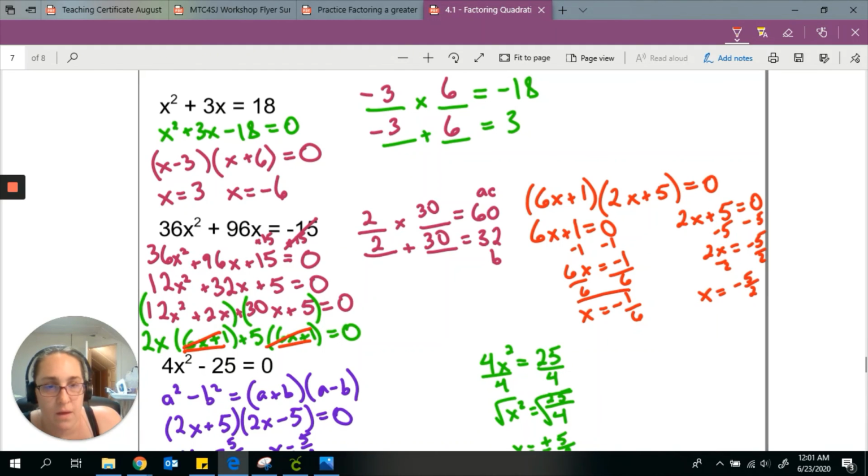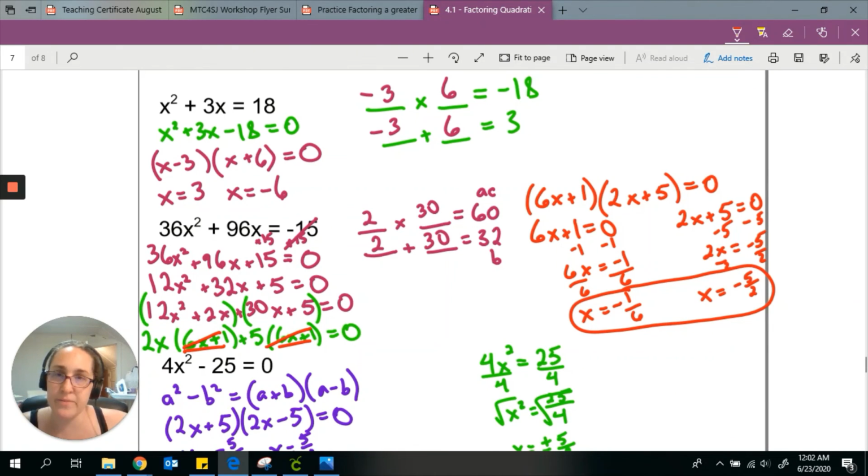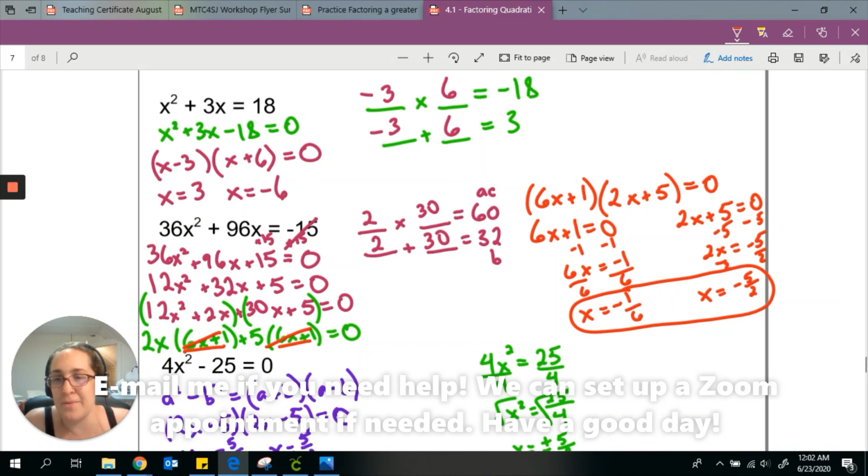Okay? Now, quadratics always have 2 roots, 2 solutions. In a couple of days, we're going to see this could be imaginary. We're going to solve with the quadratic formula, but here we have those 2 solutions.